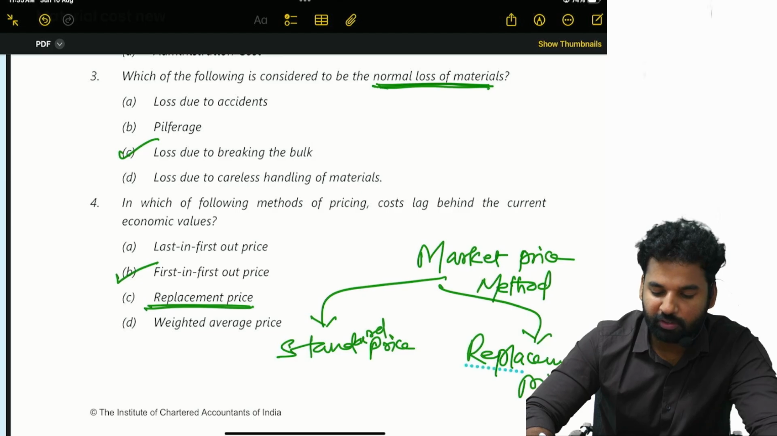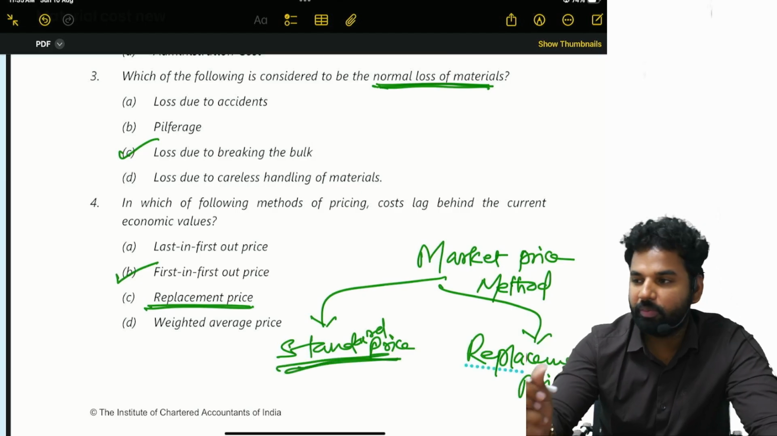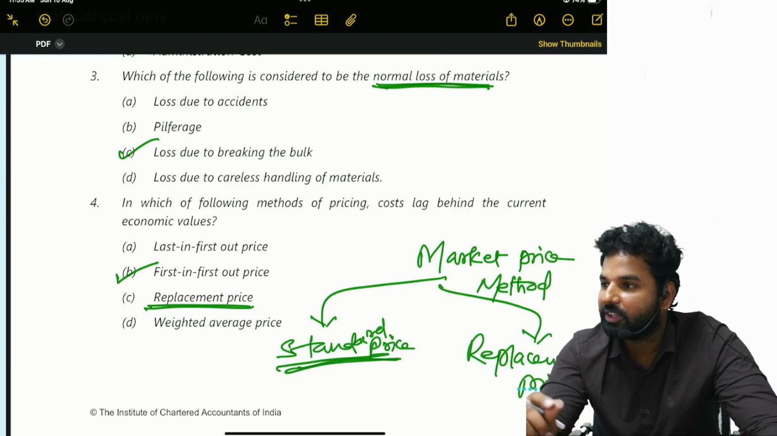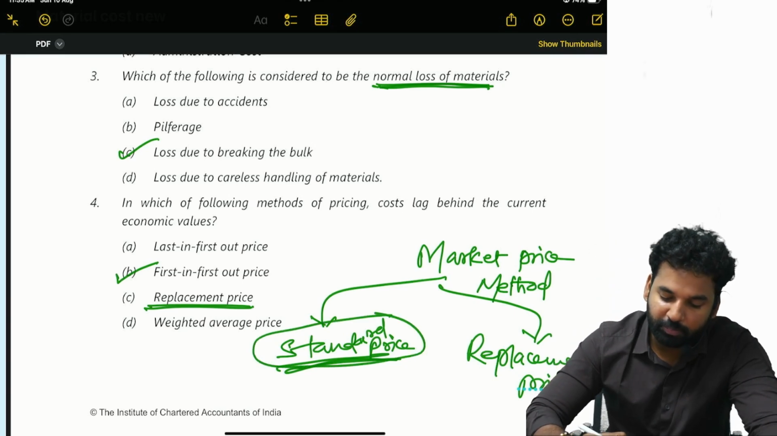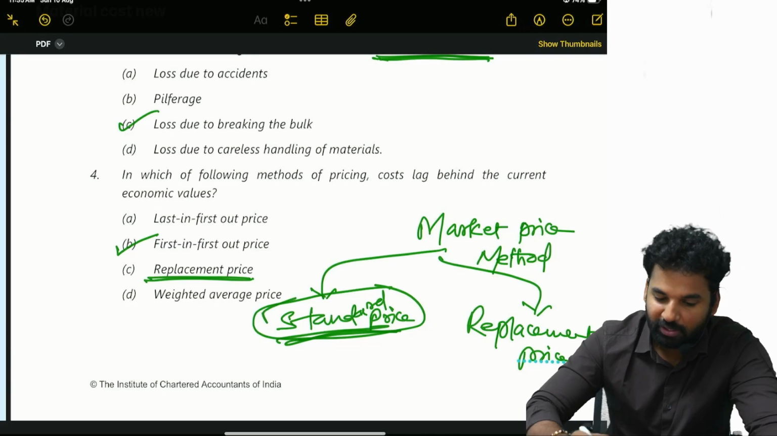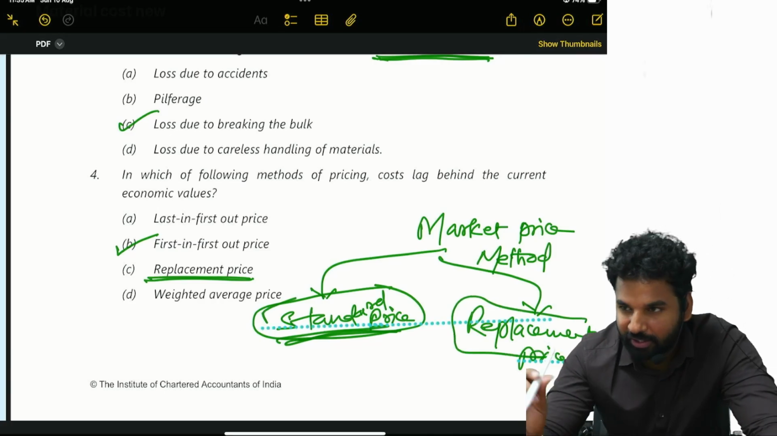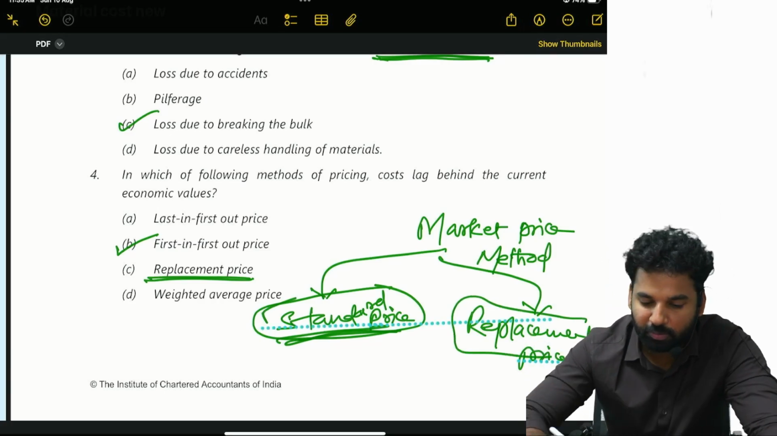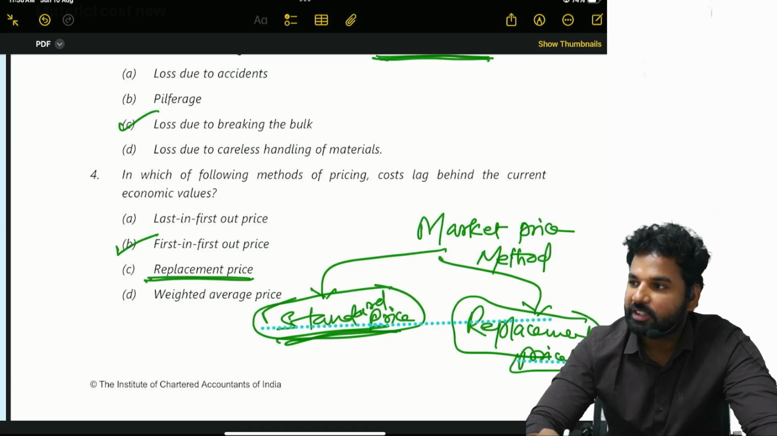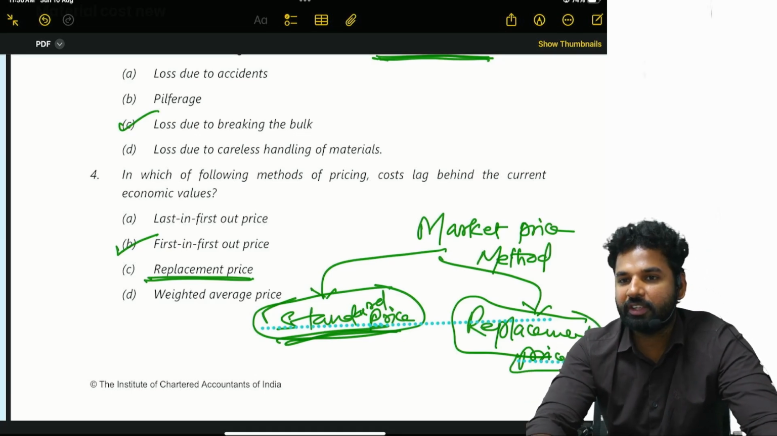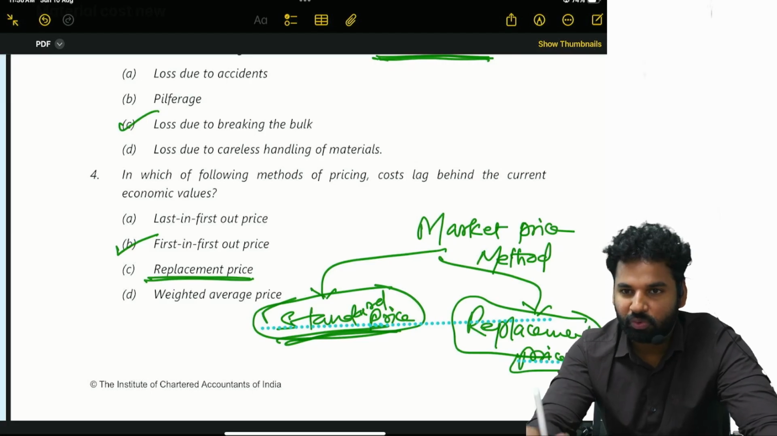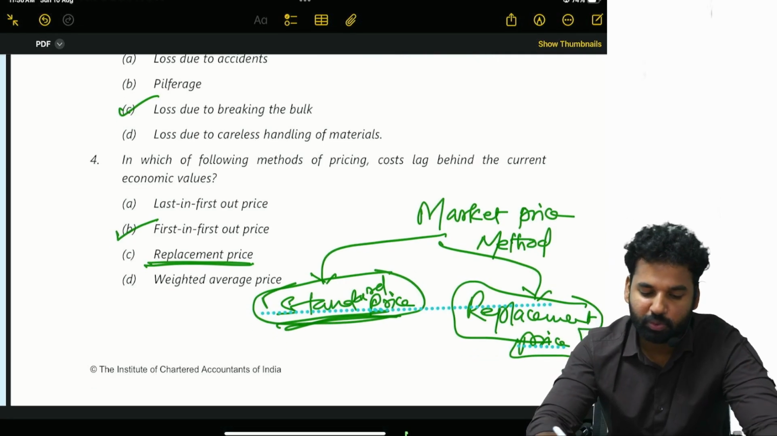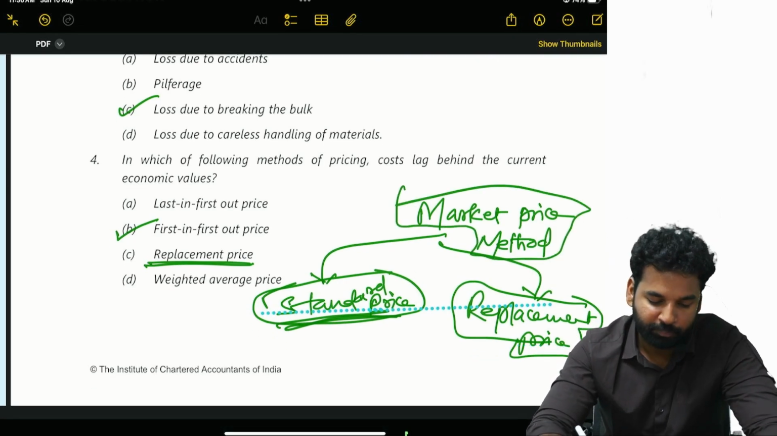Whatever the fluctuation in the price, there will be a price which will be determined based on the purchase price, the current market price and all. There will be a price which will be predetermined. That is called standard price. One thing. And replacement price means, we have taken the example of this pen. At what price do we need to purchase the material now? Whatever the price it may be at the time of purchase. So replacement price means if you are going to purchase now, at what price you have to purchase. Both will be under market price method. Okay.